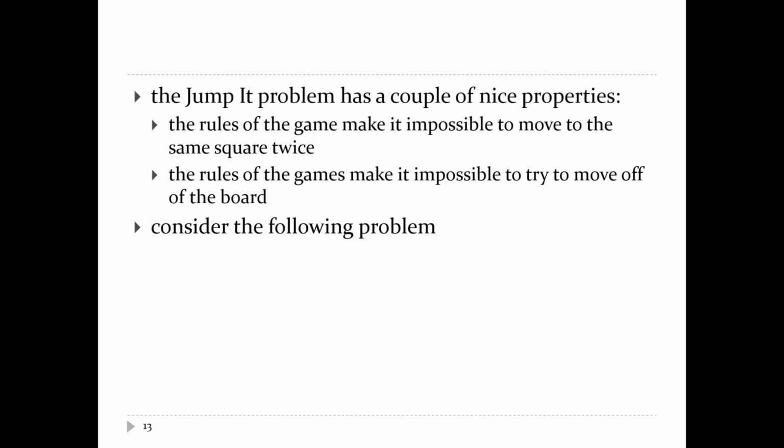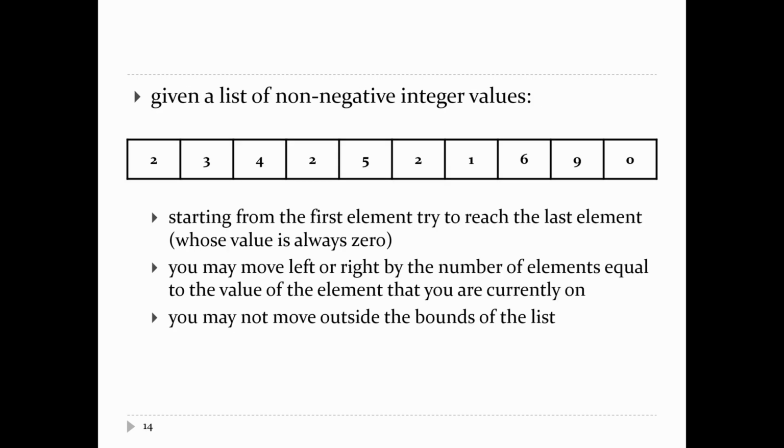In jump it, we came up with a recursive solution for the problem. The rules of that particular problem made it impossible to move to the same square twice, and it also made it impossible to fall off the board. If you put those two things together, that basically means that after every step, you're solving a smaller version of the original problem. And so that makes it a very good candidate for a recursive solution. If you relax these two rules, it's no longer clear that you can solve the next problem recursively, sorry.